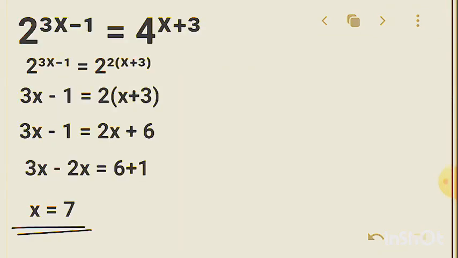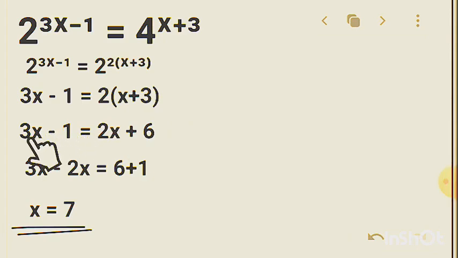Now we have another equation, 2 raised to the power 3x minus 1 is equals to 4 raised to the power x plus 3. We are looking for the value of x. Now as we have said earlier, we make the bases the same, and the common factor that we can use for 2 and 4 is 2, and 4 is 2 raised to the power 2. So because the bases are the same, we equate the exponents. The exponent on the left hand side is 3x minus 1, and that on the right hand side is 2 into x plus 3. Now the 2 outside multiplies everything inside the bracket.